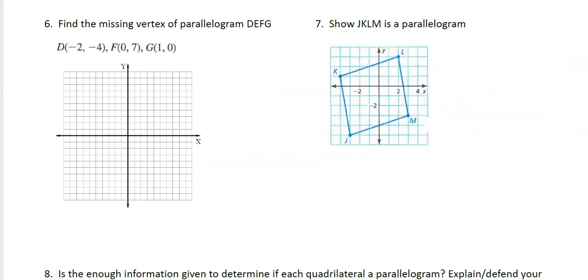All right, number 6, find the missing vertex of a parallelogram. So that's basically just a corner. So they're giving us 3 of them. So if we go, D right here is left 2, down 4. Left 2, down 4. And F is at 0, don't go left to right, go up 7. So there's F. G is at 1, 0, over 1, don't go up or down.